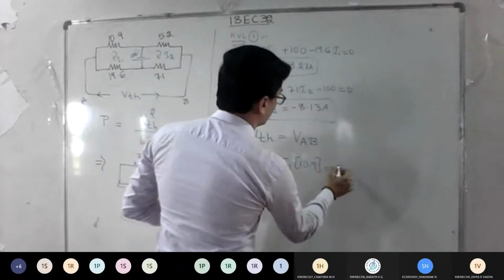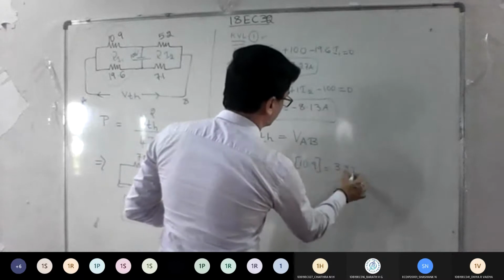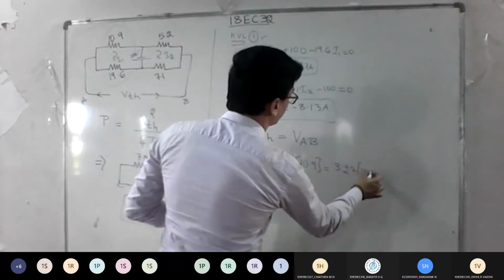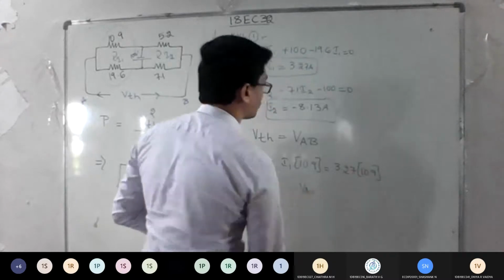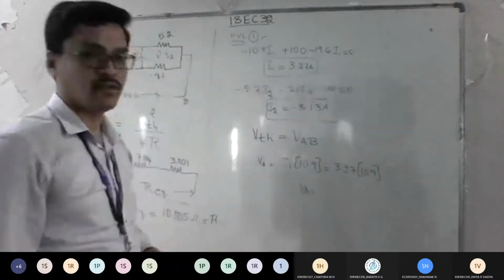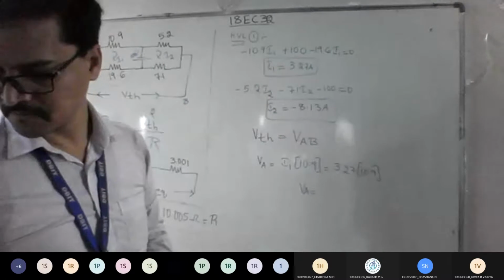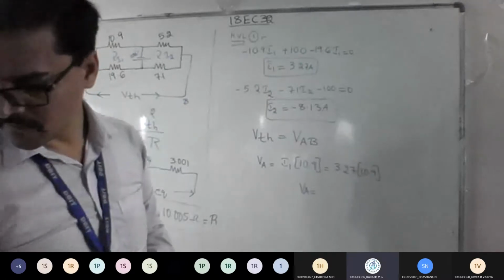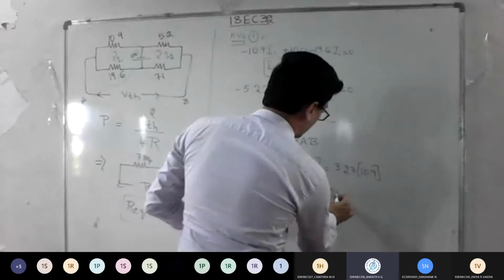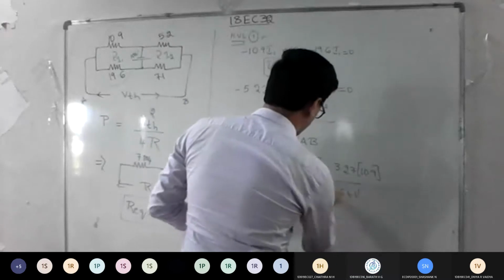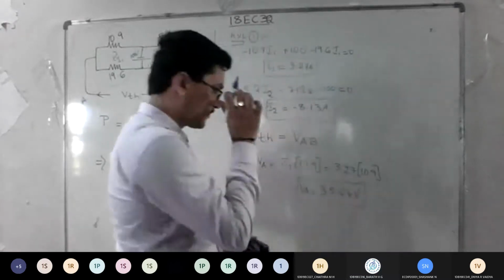So check out this: 3.27 into 10.9. How much here? What is VA equal to? 35.643, sir. 35.643. Okay, volt. So you got VA.